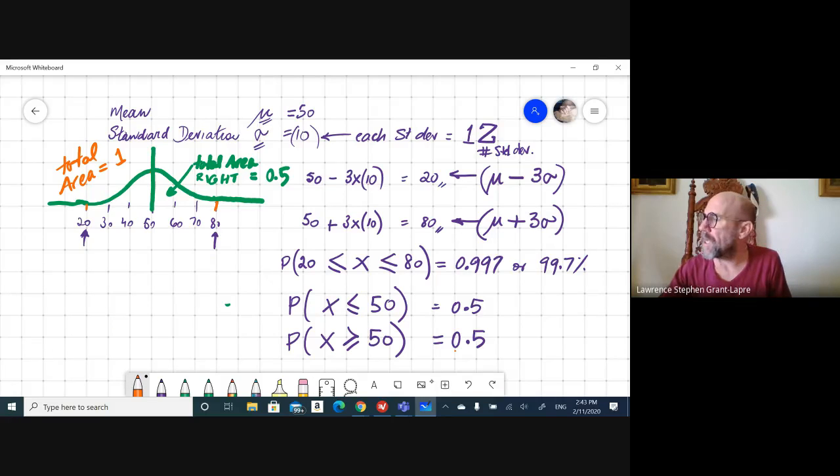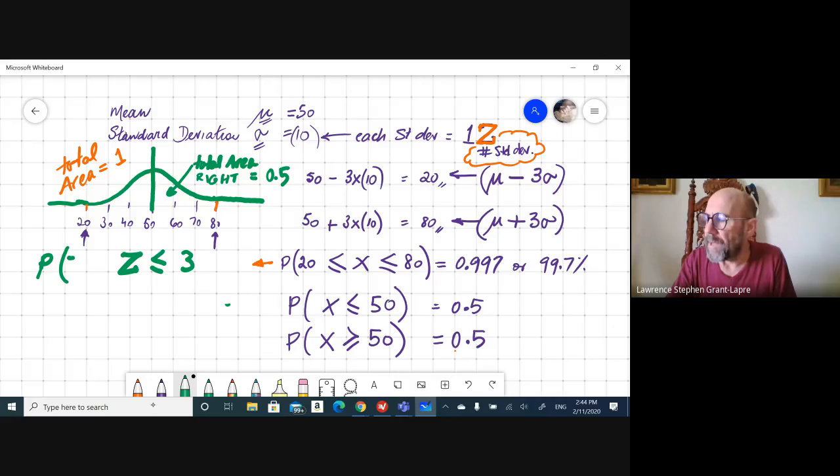Now, remember what I mentioned, Z? Z is the number of standard deviations. This question can be converted into the probability of a Z score being less than or equal to 3 and -3.